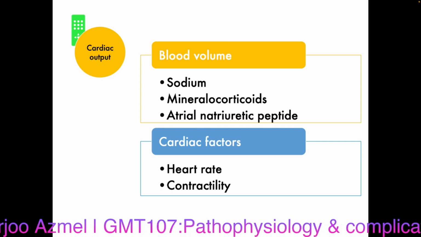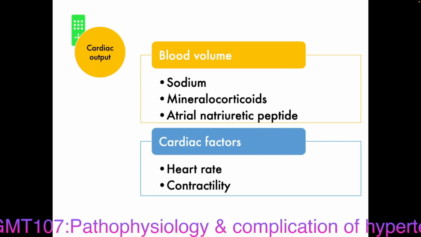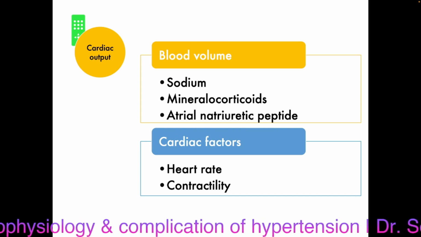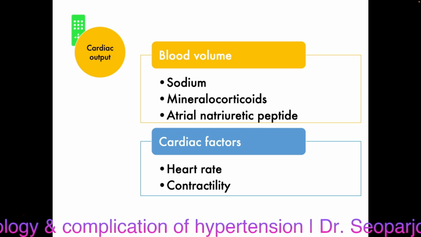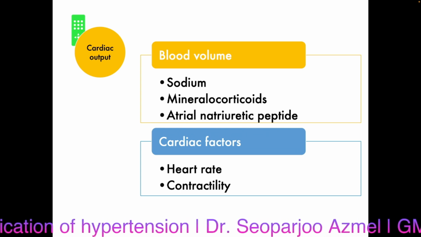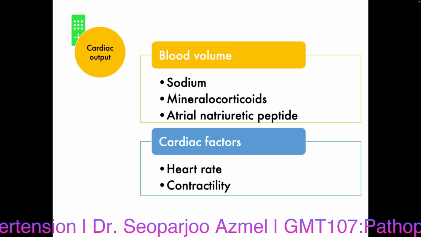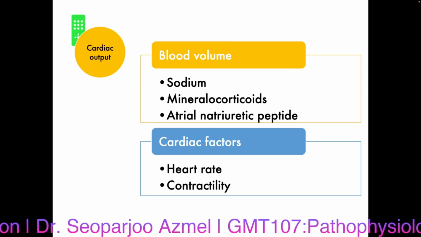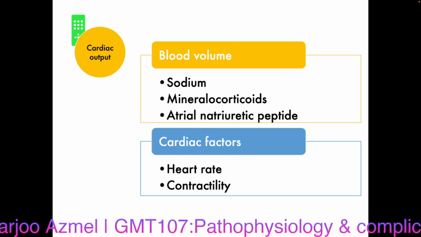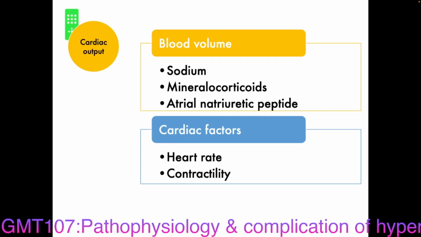Next are the cardiac factors, which are controlled by the heart rate and also the contractility of the heart. If there is an increased heart rate, for example in patients who persistently have higher heart rates, more than 100 or 120, the blood pressure will be increased. And for contractility, if the patient has, for example, hypertrophic cardiomyopathy, in which the heart muscles become hypertrophied, the contractility of the heart is increased, so this will also eventually increase the cardiac output and thus the blood pressure.